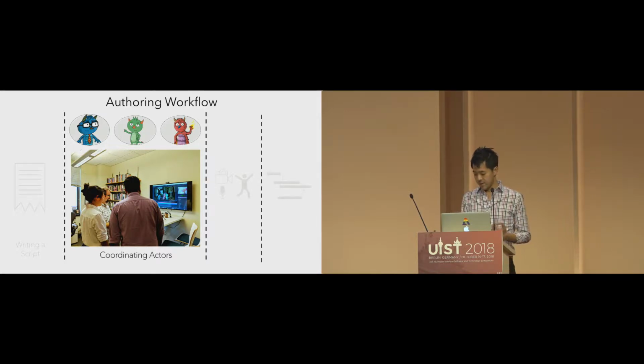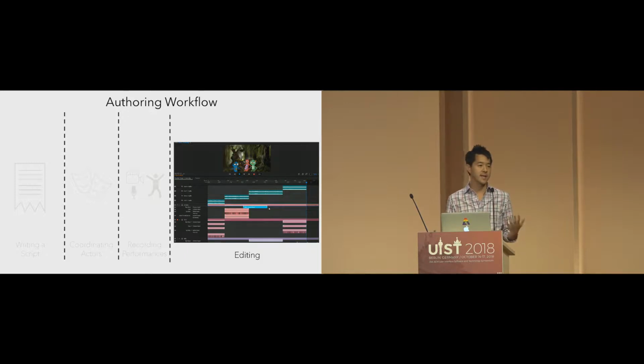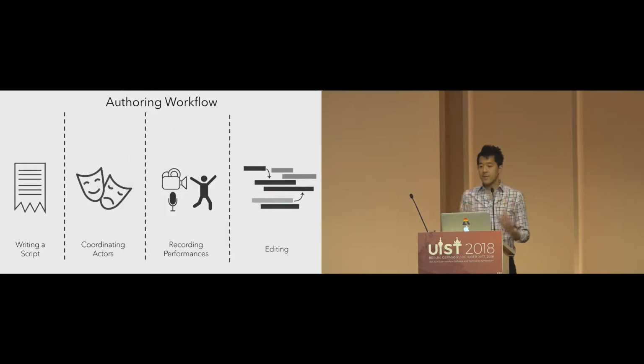And then once you have the actors, they have to actually record those performances, and this often involves multiple takes so that actors can fix their mistakes or also layer performances on top of existing recordings. So this typically produces a lot of individual recorded takes, and these finally have to be edited together to create an actual animated result.